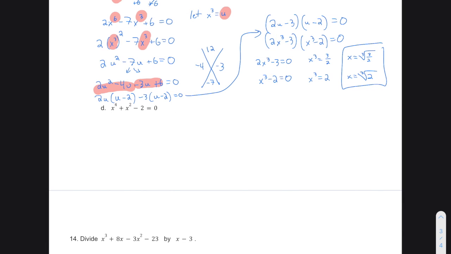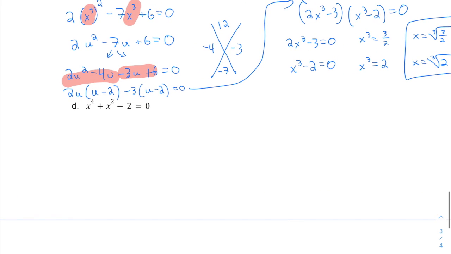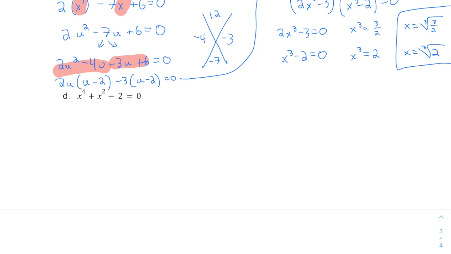Okay, in our last factoring problem here, we have x to the 4th plus x squared minus 2 is equal to 0. So, change our color again. Well, we see that we have x to the 4th and x squared and then a constant term. So that tells us that we can do this u substitution type idea. We can turn this into quadratic form. So we can say let x squared equals u. We can say x squared squared plus x squared minus 2 equals 0.